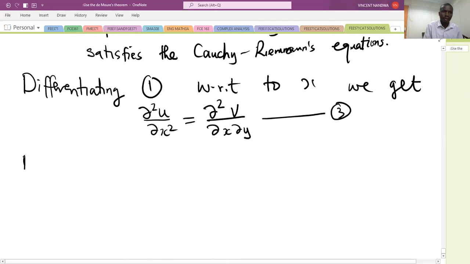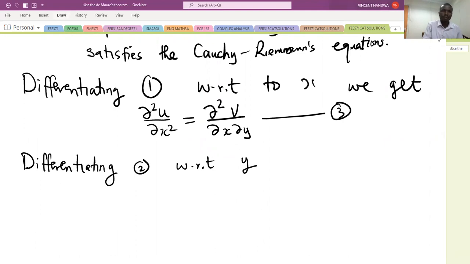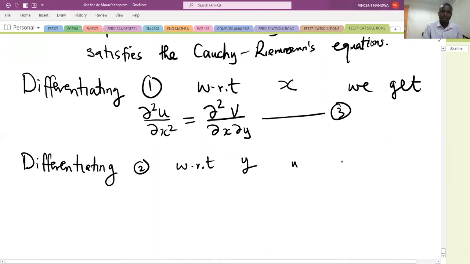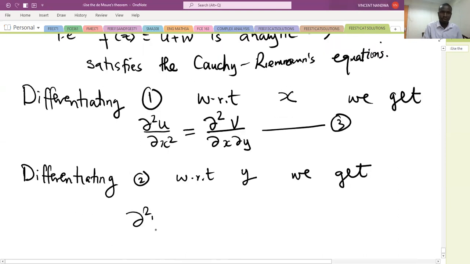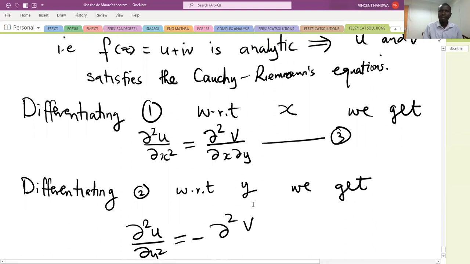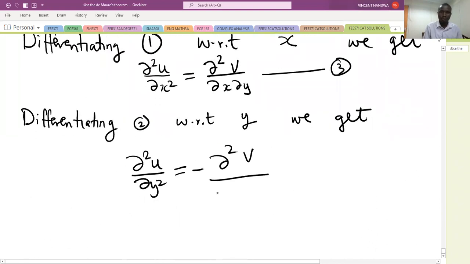And then again, differentiating the second equation, 2, with respect to y, we get, so here left hand side will give us partial squared u partial y squared equals negative partial squared v partial y partial x. So call this one equation 4.